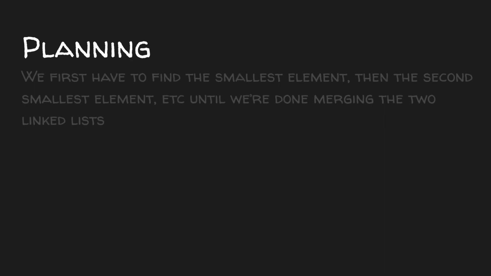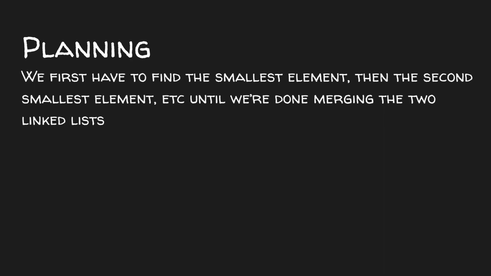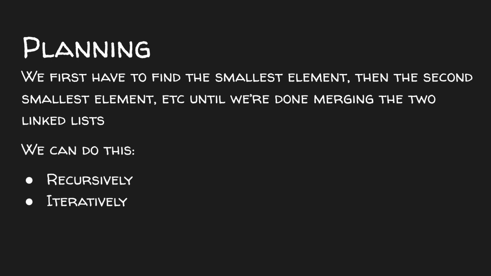So in this problem, we first have to find the smallest element, then the second smallest element, then the third smallest element, etc., until we merge the two linked lists. So anytime we're doing something repeatedly like this, we can either do it recursively or iteratively. I'm going to do this problem iteratively, since it feels more intuitive to me to merge elements one by one rather than recursively.